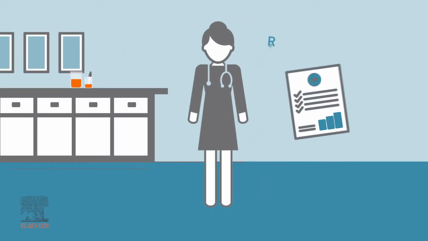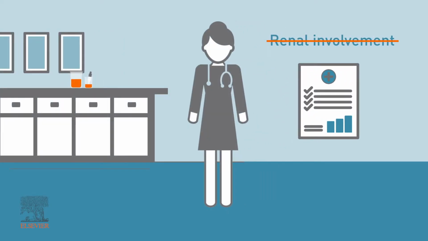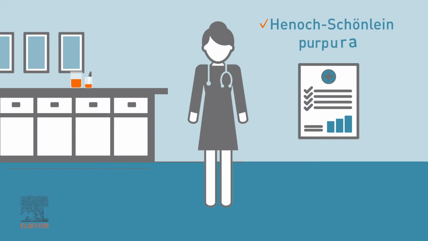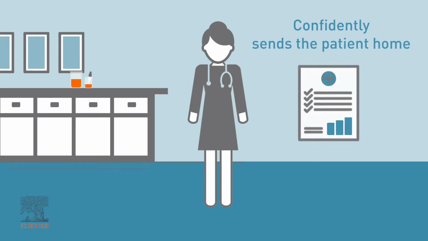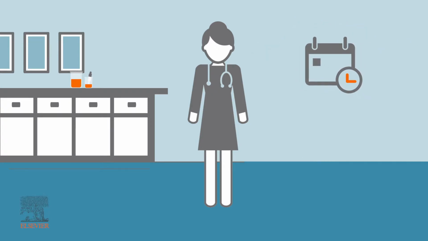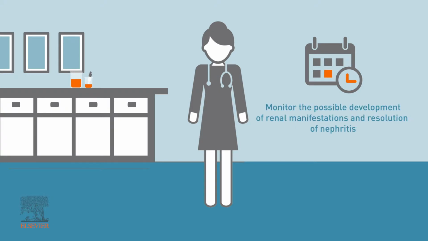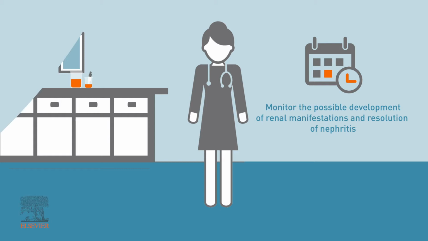When the labs arrive, Dr. Lee rules out the presence of renal involvement, therefore confirms the diagnosis of Henoch-Schönlein purpura and confidently sends the patient home. However, not before scheduling follow-up visits every week until week 4 to monitor the development of renal manifestations and resolution of nephritis, as recommended in the references included in the clinical overview.